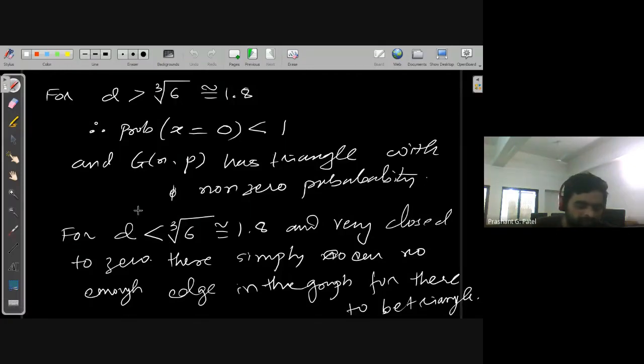So this is the discussion we had in the previous lecture, with the first moment and the second moment for the number of triangles as a variable x. Now, in this lecture, we are discussing the phase transition. Many properties of a random graph undergo structural changes as the edge probability passes some threshold value.